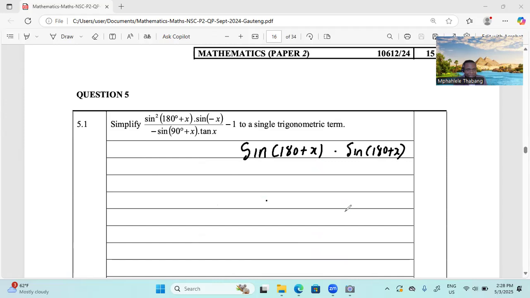This comes from the ideas of exponents. We know that in mathematics, if we say something is squared, for example, a squared, that means a times a. So if we say sine squared (180 plus x), we are simply saying sine(180 plus x) times sine(180 plus x).